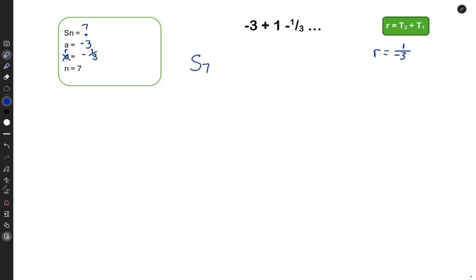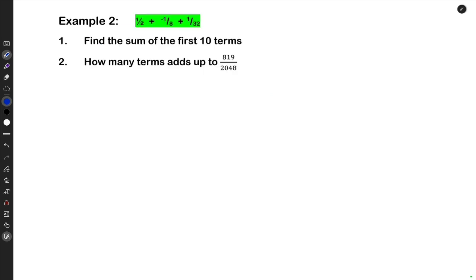So S7 would be equal to the A value, then R, please use an extra bracket in this case, to the power 7 minus 1, all over minus a third minus 1. My calculator tells me this is not a pretty answer, over 243. There we go. That's the answer they want. Now let's look at another example.